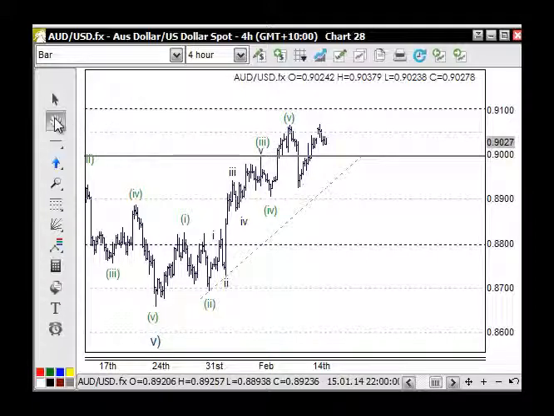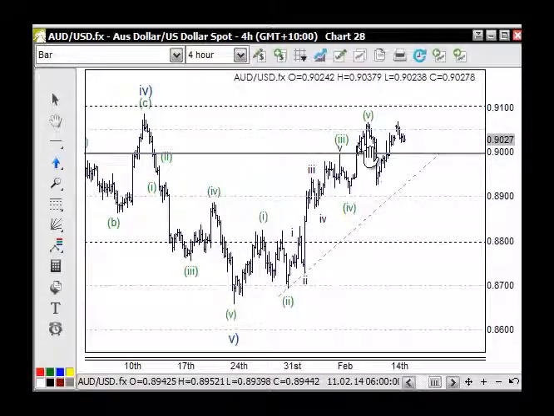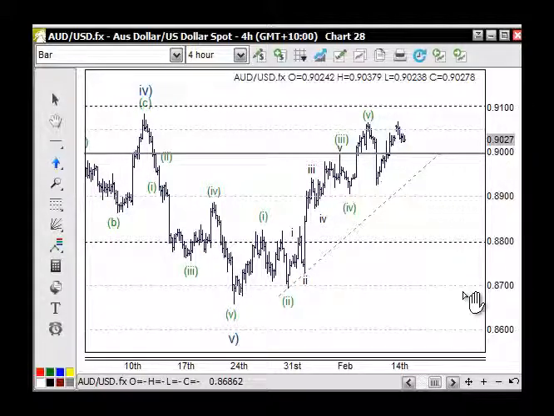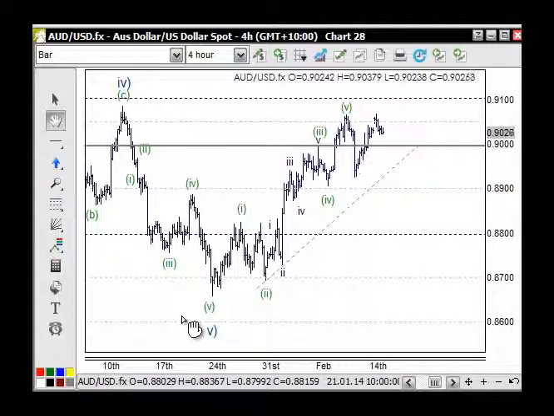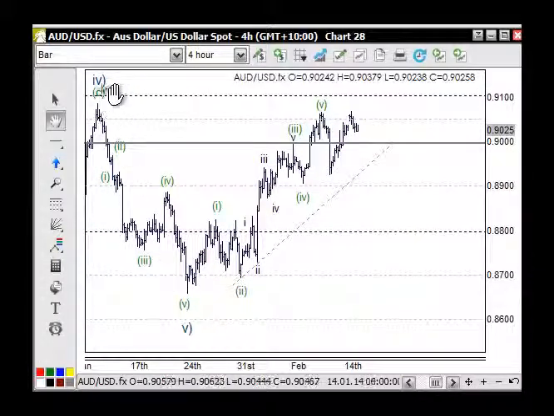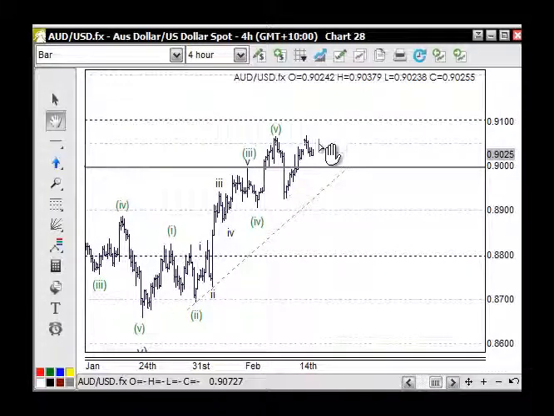Now, from this point here, there's a couple of things. This can all be an A, B, and a C here, failing here and then moving down through here. But I also want to be mindful of this particular bullish count that we've got here as well, where we've got down from wave 4 down to wave 5, and then we're looking up here for wave 1.